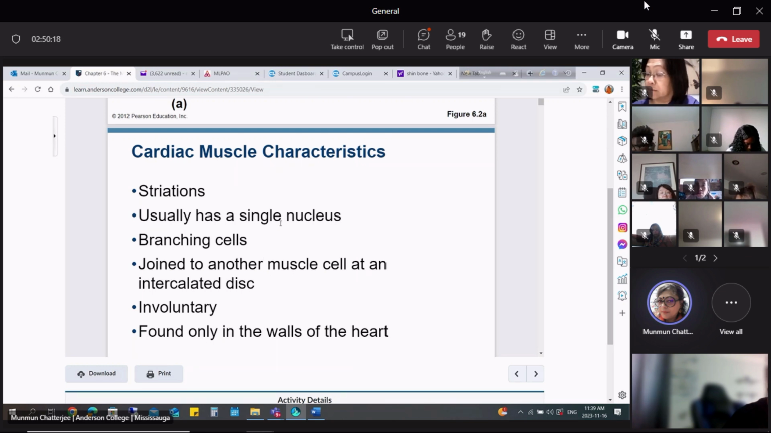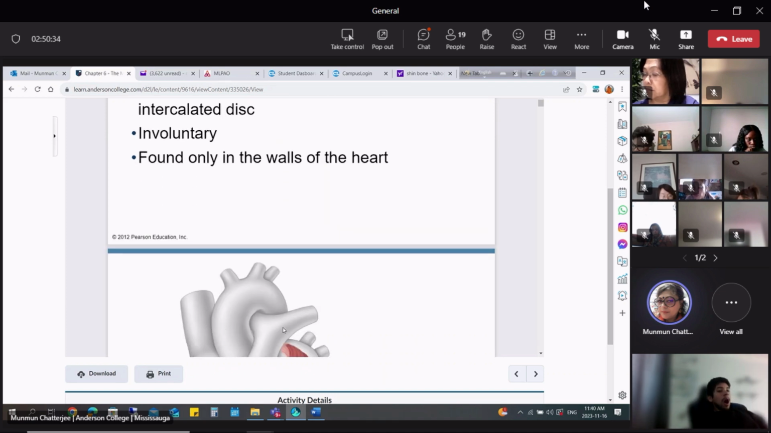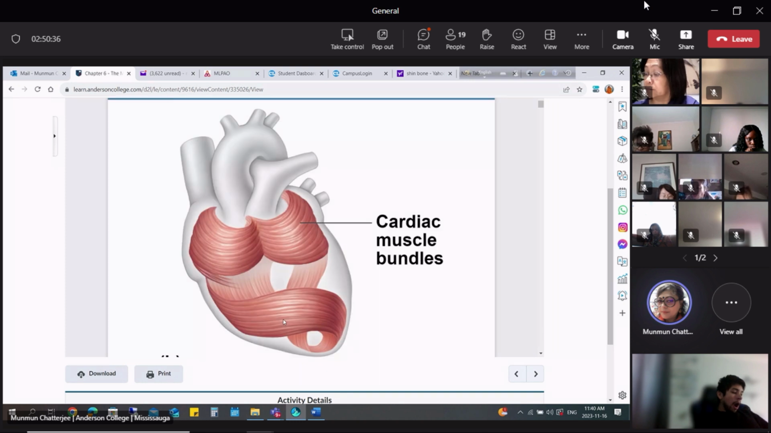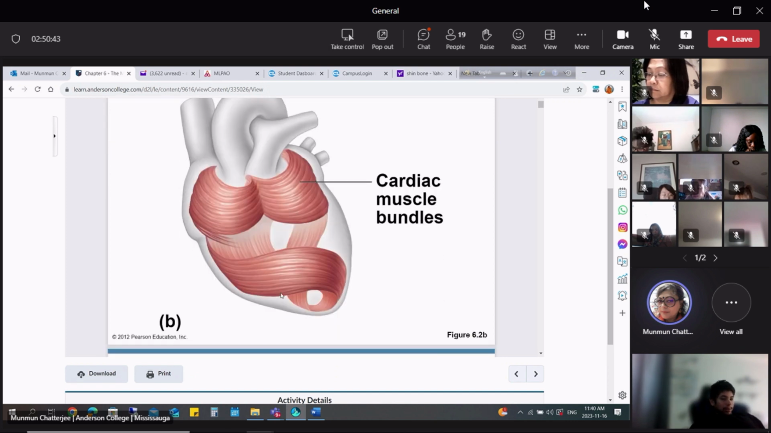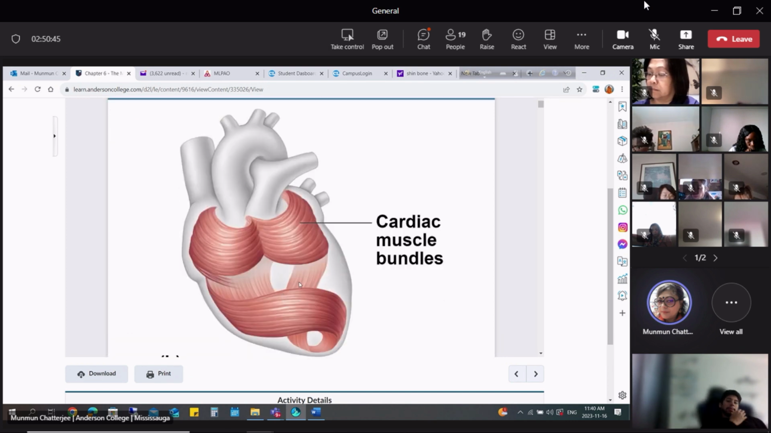The cardiac muscle has a single nucleus, striations, branching cells, and another muscle cell at an intercalated disc, and it's involuntary in nature, so you cannot control this movement. It is mainly and only found in the walls of the heart. The anatomy is going to be striations and other things you can see there, but the cardiac muscle fibers are tightly attached to here.